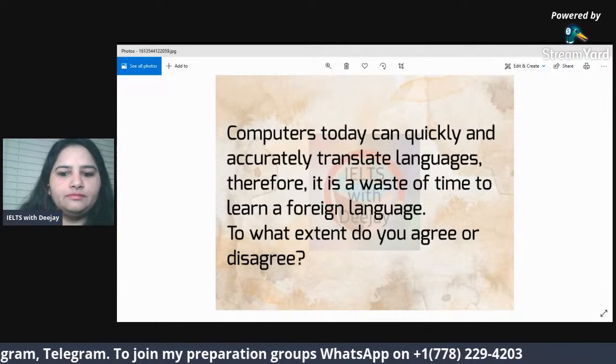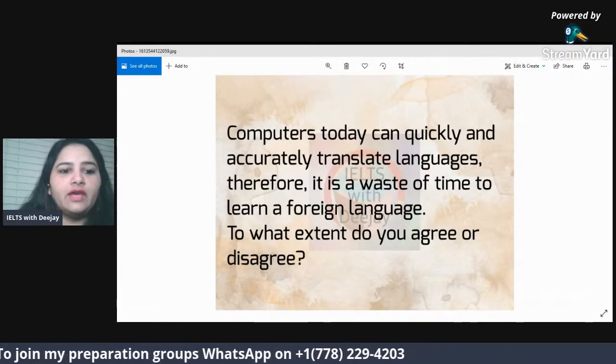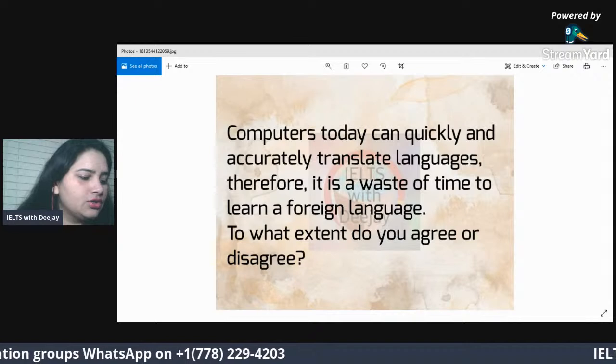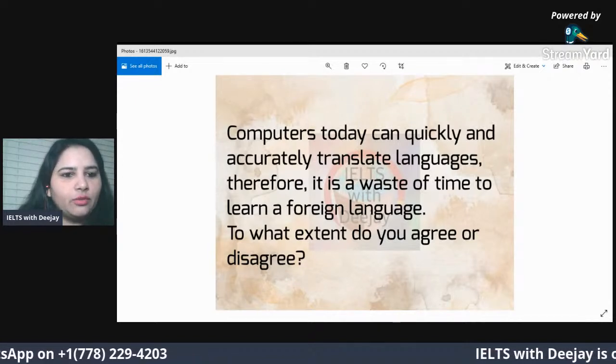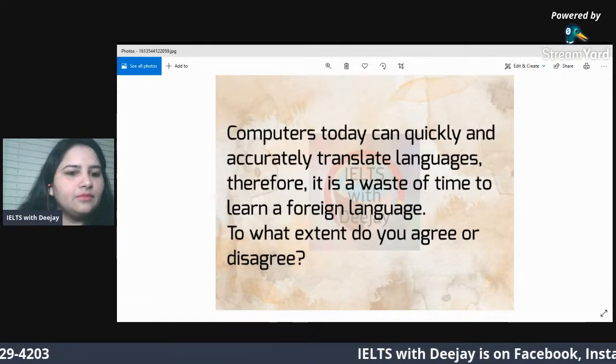Write the paraphrasing. It has to be perfect because we have done paraphrasing a lot of times. So I don't want any errors in your paraphrasing. Attempt it.